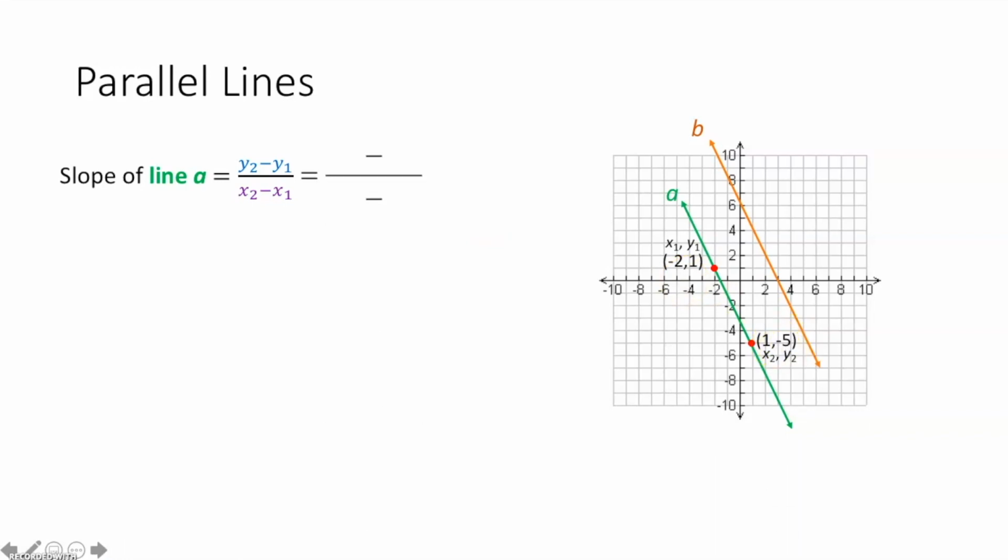Now we know exactly what to plug into our slope formula. So for y sub 2, we're going to plug in negative 5. For y sub 1, we're going to plug in 1. For x sub 2, we're going to plug in 1, and then for x sub 1, we're going to plug in negative 2. Now we simplify this.